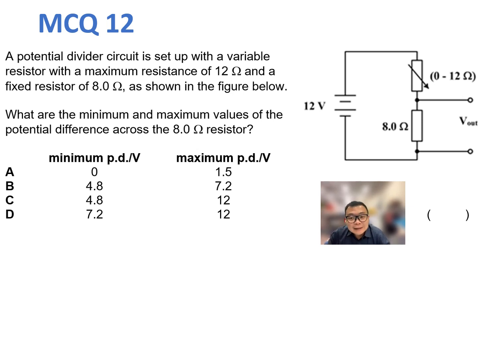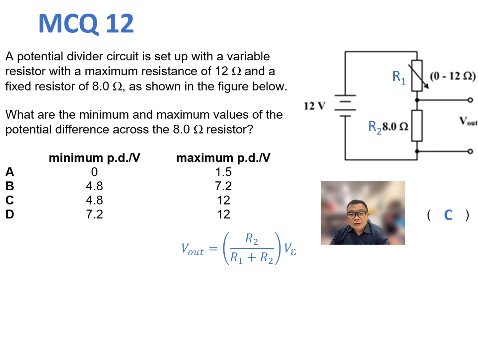In this question, we see a potential divider circuit with a variable resistor connected at the top with resistance ranging from 0 to 12 ohms and a fixed resistor of 8 ohm connected to an output. We are to determine the min and max values of the voltage across this 8 ohm resistor, which is the voltage of the output. So the answer to this question is C.